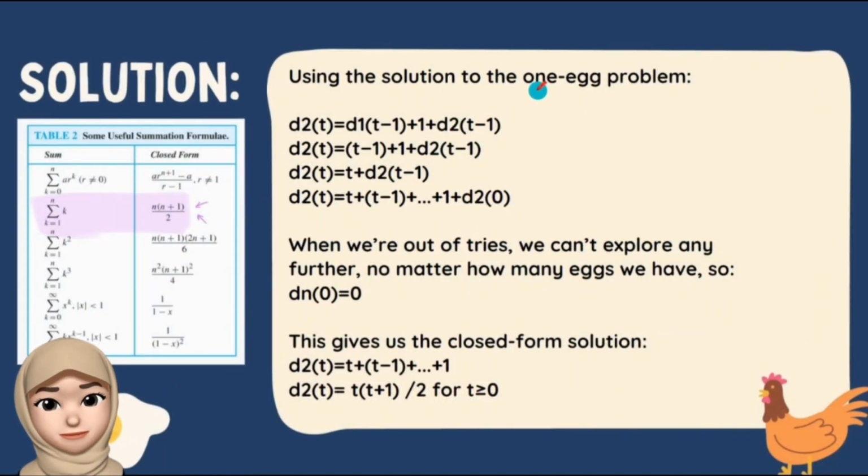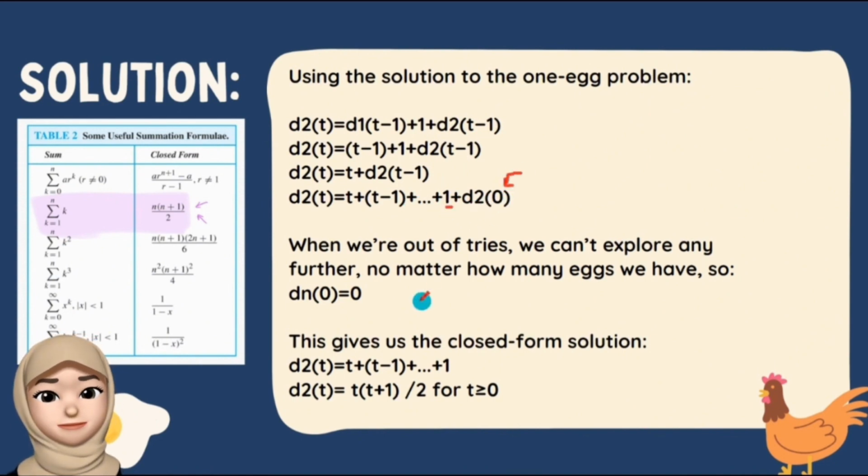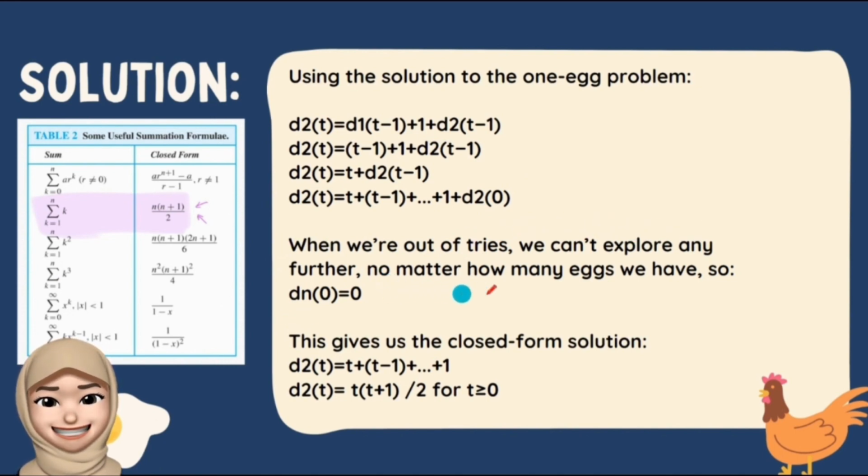So using the solution of the one-egg problem, we have this, then we simplify it. First we drop an egg and the egg survives, so we plus 1, and then it simplifies to T, because T minus 1 plus 1 is equal to T. Plus you have two eggs right now and another trial. So eventually you will get a pattern like this: T plus T minus 1 plus and so on, until the trials become 0. Plus 1 is when the egg survives and continues to another floor. When we are out of trials, we can't explore any further, no matter how many eggs we have, so it becomes 0.